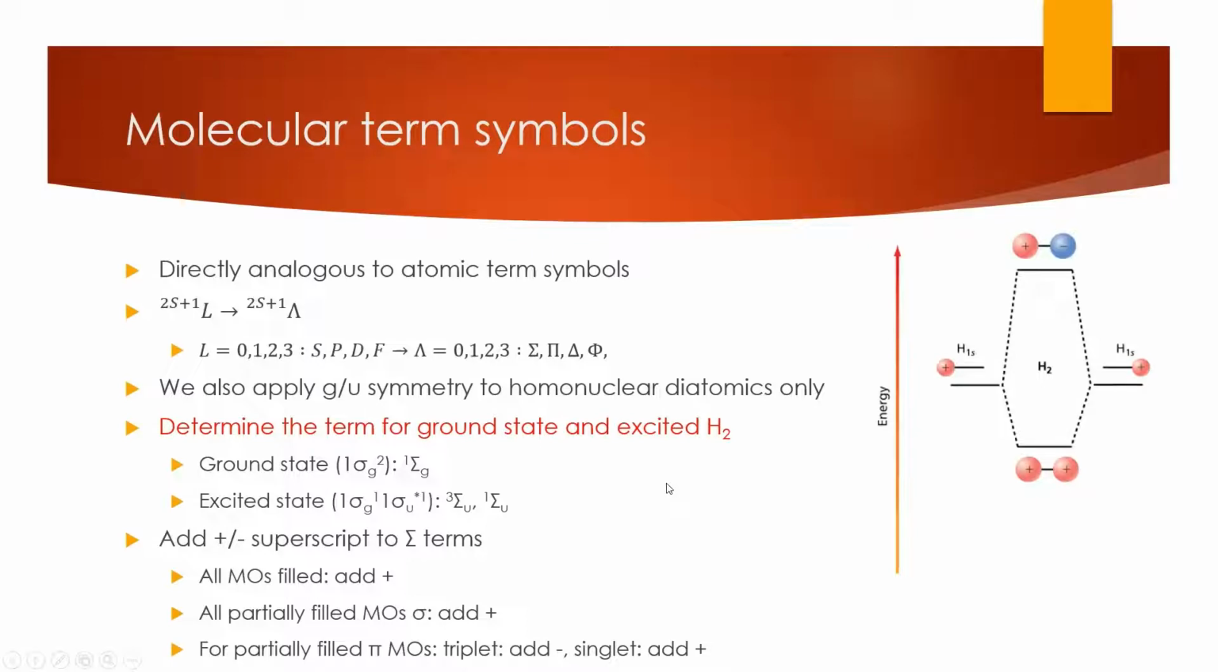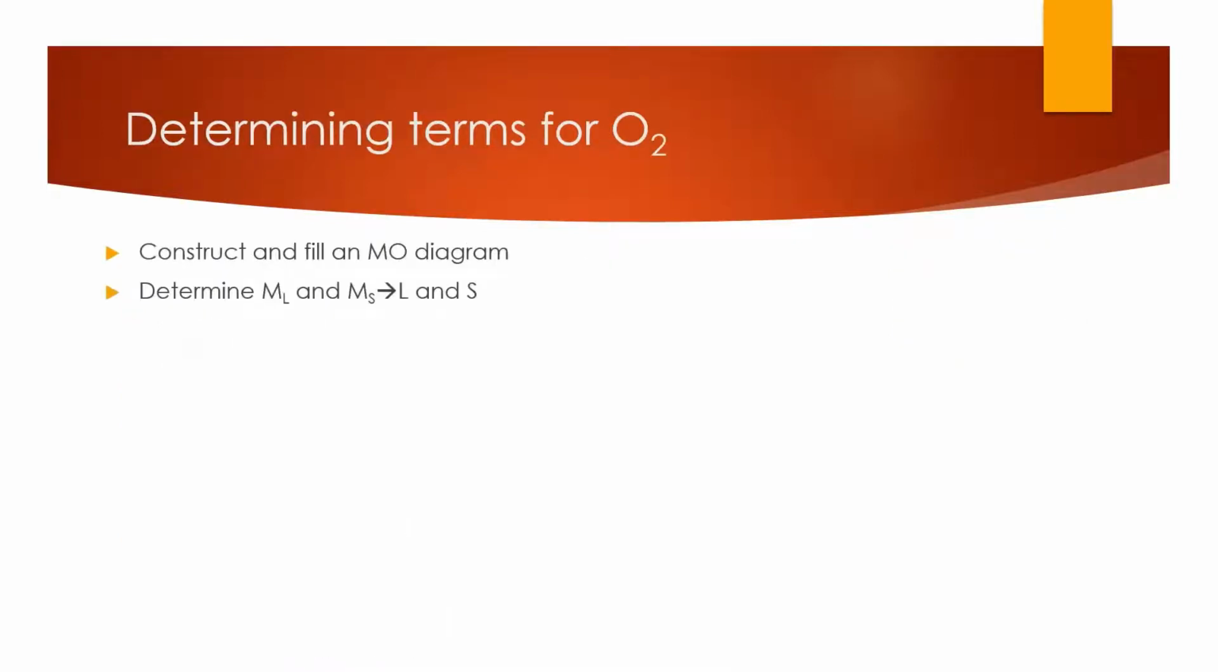Now, what do we do for a more complicated molecule like oxygen? Let's go ahead and look into oxygen. The first thing you're going to want to do is construct and fill an MO diagram. Then we're going to try to figure out what we can say about M_L, M_S, and S in the same way we did for the oxygen atom and carbon atoms before. So I'm going to bring up the board here and we're going to look into this.